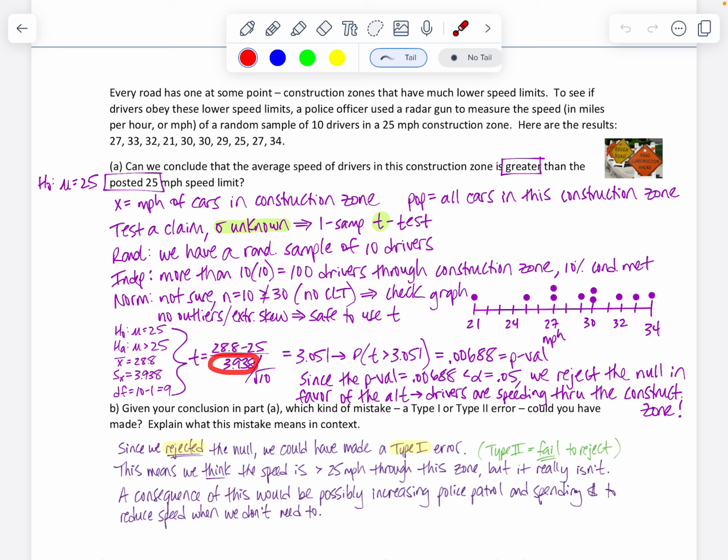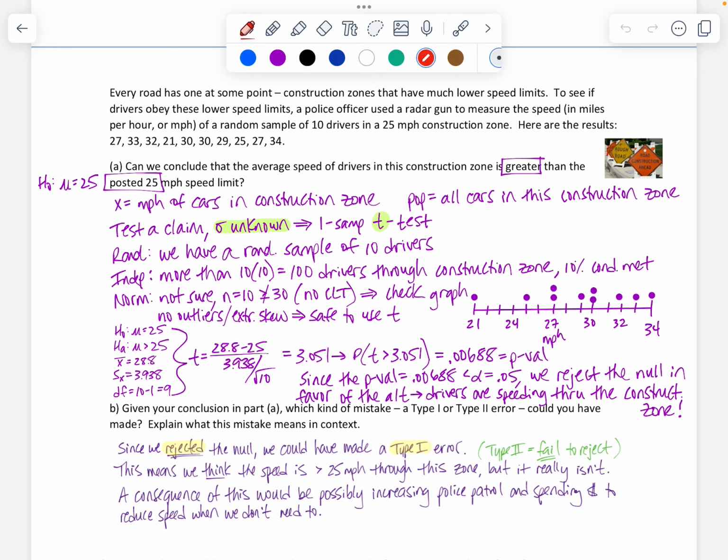This is my s sub x when I typed in all 10 of those values and did one variable stats in my calculator. And root n goes in the denominator, and we have 10 drivers here. That's my sample size. And please make sure that you're aware this is a t. This is not a z, okay? Anyways, when I crunch this number in the home screen of my calculator, I get a test statistic of 3.051.